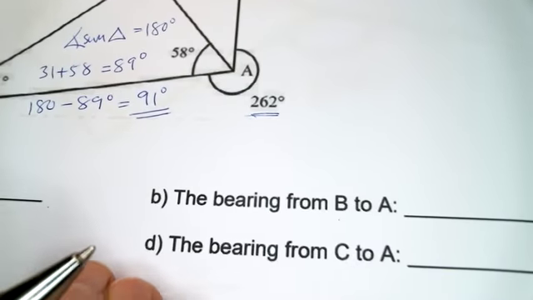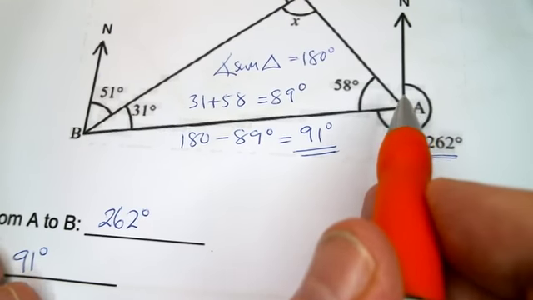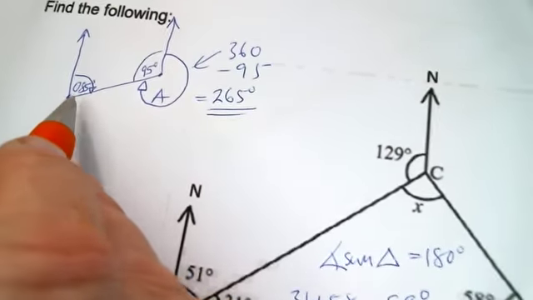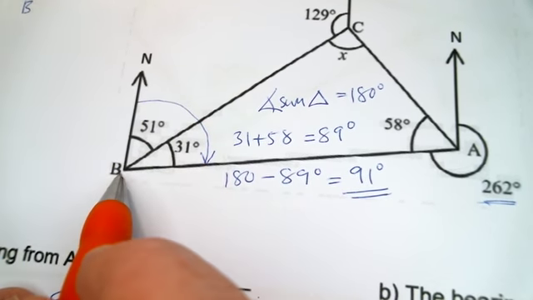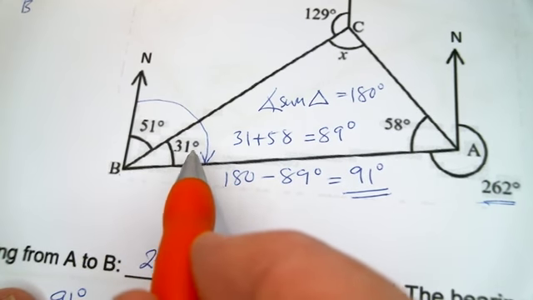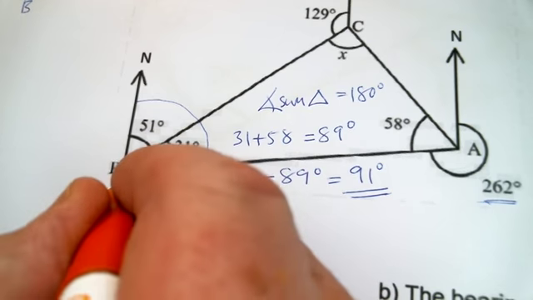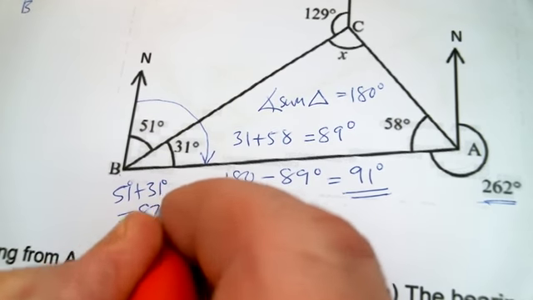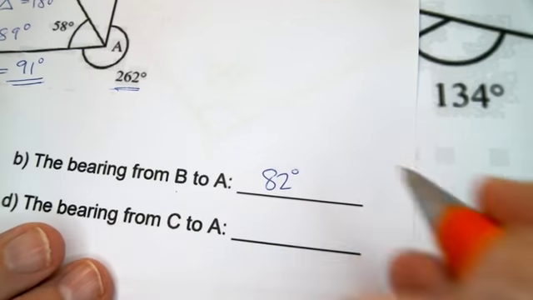The bearing from B to A: here's B, here's A. The bearing from B to A, just like we saw up here, is this angle here. So 51 and 31, that's going to be 82 degrees. 51 plus 31 is equal to 82 degrees. So the bearing from B to A is 82 degrees.